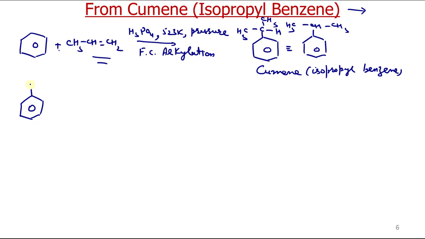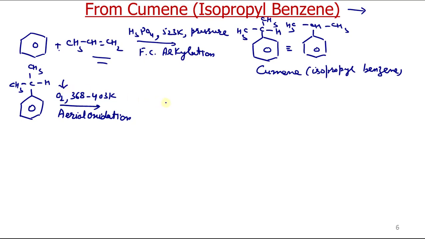So next, this cumene that we have synthesized will undergo, as I have told you, aerial oxidation with oxygen at around 368 to 403 Kelvin. This is aerial oxidation, meaning oxidation using air. Our air contains oxygen, so basically you get a hydroperoxide. The product will be cumene hydroperoxide. So that will be its structure, COOH, CH3 CH3.